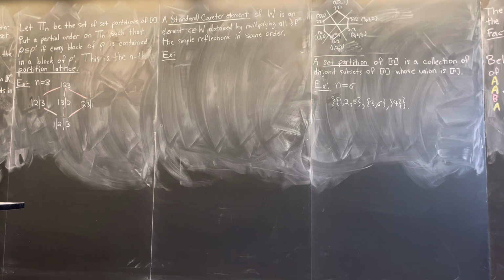Yeah, one way you could see it is that this is not distributive, which you could check directly, and this will sit inside of any bigger partition lattice. If I just take the bigger partitions and ignore the numbers 4 through n, this will sit inside of it. Okay, yeah.